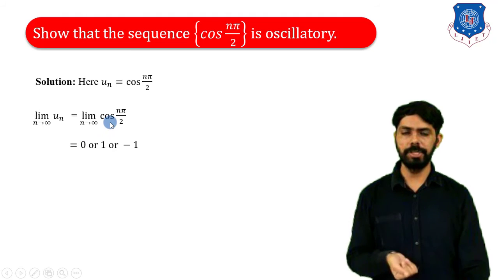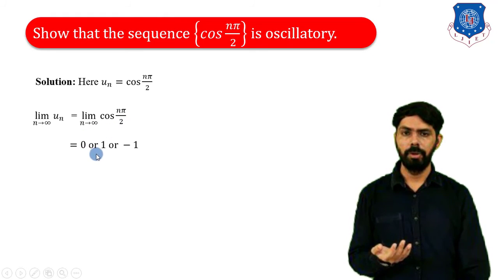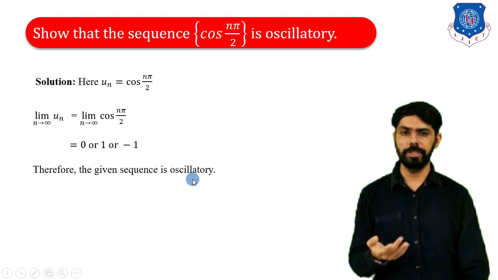Now if we put n is equal to 2, then it will be 2 pi divided by 2. So 2 cancels out, so it will be cos pi and the value of cos pi is minus 1. Now if we put n equal to 3, then it will be cos 3 pi divided by 2 and the value of cos 3 pi by 2 is 0. Now if we put n equal to 4, then 4 pi divided by 2, so it will be cos 2 pi and the value of cos 2 pi is 1. So if we put different values of n starting from 1 in this un, then we will get either 0 or 1 or minus 1. Therefore the given sequence is oscillatory.